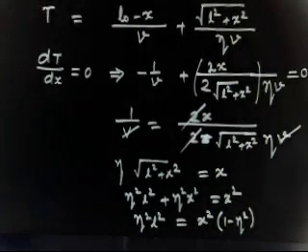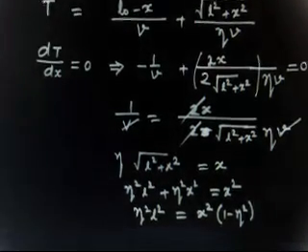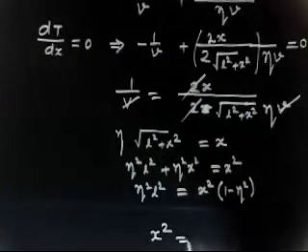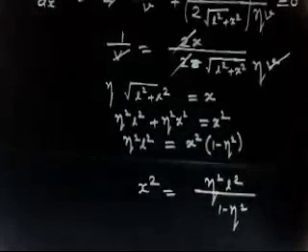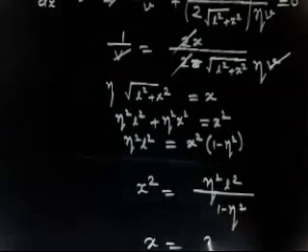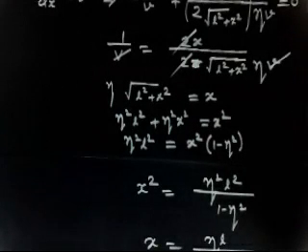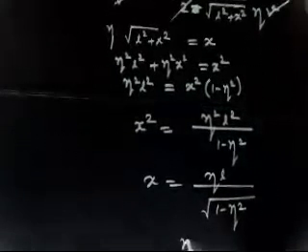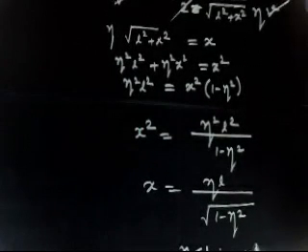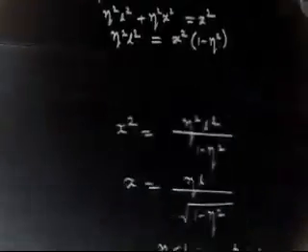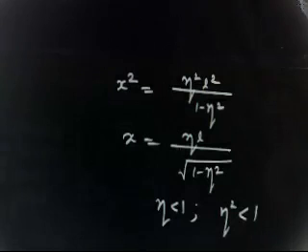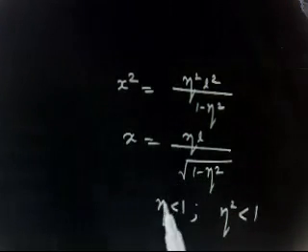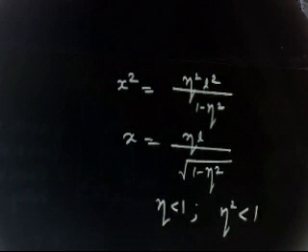If you solve for x, you will have x square equals eta square L square divided by 1 minus eta square. If you take root, you will have x equals eta L divided by root over 1 minus eta square. Eta is less than 1, so eta square is also less than 1. So in the denominator we have a positive number, so the root is defined. We have to check also whether the root is defined or not, and you can clearly see the root is defined. So this is the distance after which this object should take a turn.